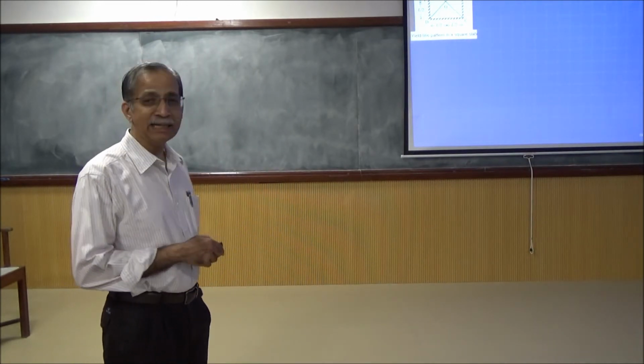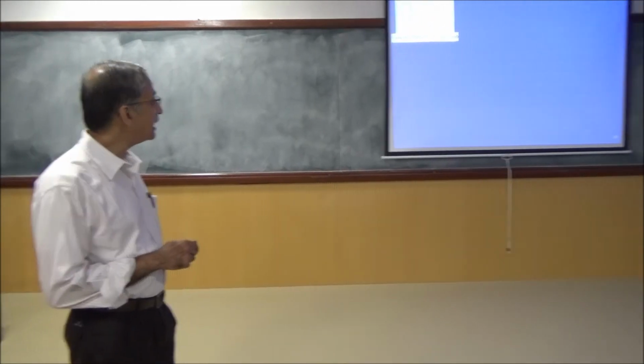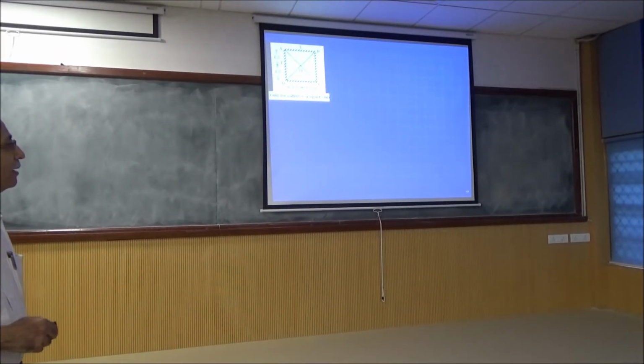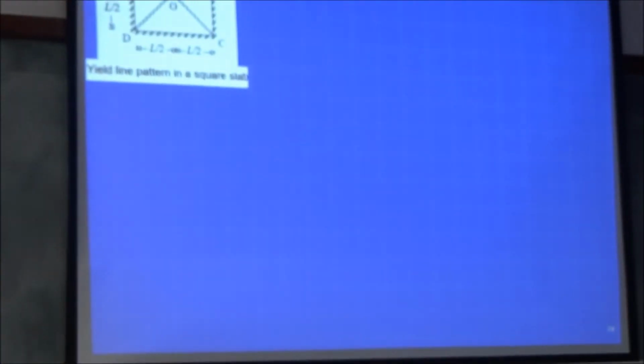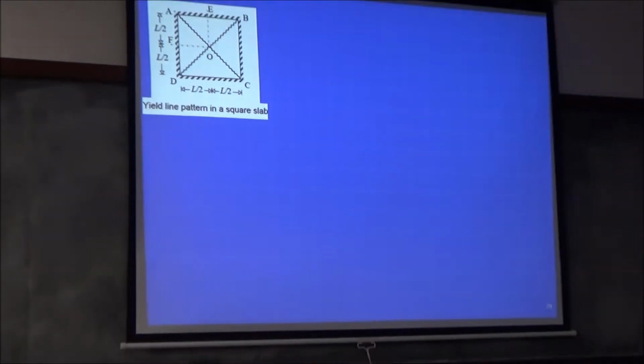This is the most likely yield line pattern for a square slab, subject to either a uniformly distributed load or even a concentrated load at the middle. It's going to break like that. This has been experimentally proved.